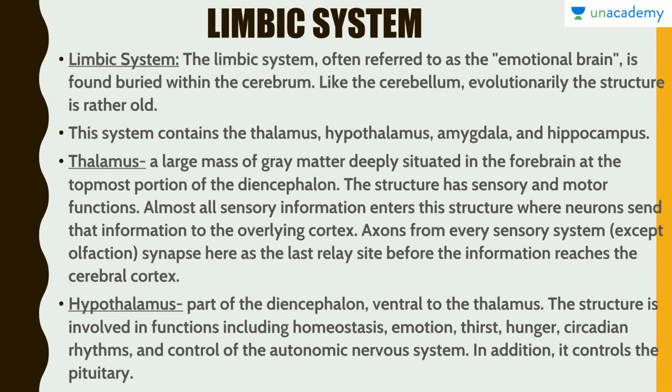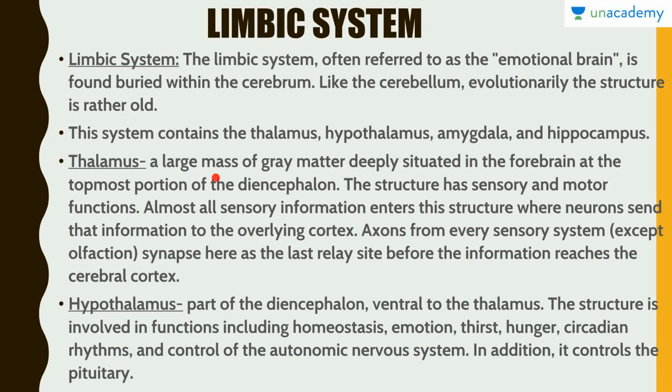Moving on, we've got the limbic system. The limbic system is also considered the emotional brain. So let's read about this. The limbic system, often referred to as the emotional brain, is found buried within the cerebrum. Like the cerebellum, evolutionarily, the structure is rather old. This system contains the thalamus, hypothalamus, amygdala, and hippocampus.